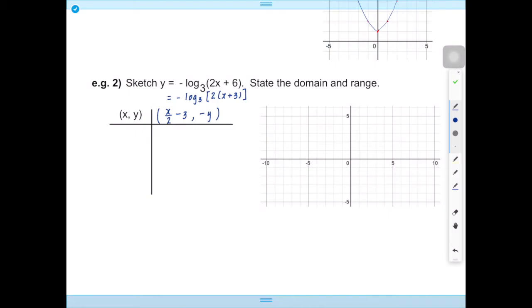And what is this based on? This is based on the function x equals 3 to the power of y. It might be easier to think about it that way instead of thinking about the function y equals log base 3 of x.